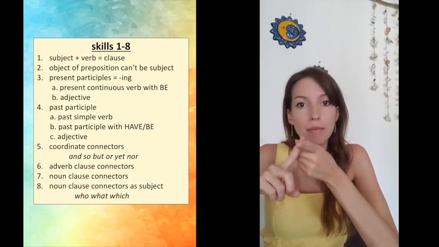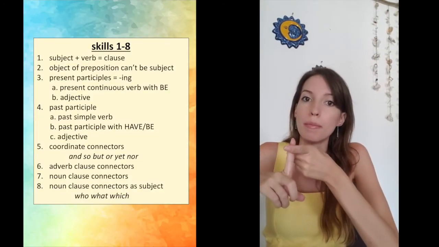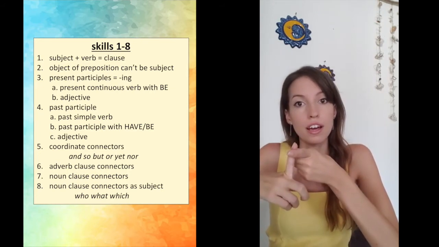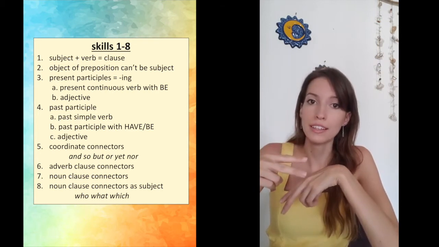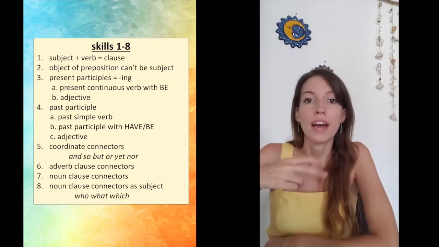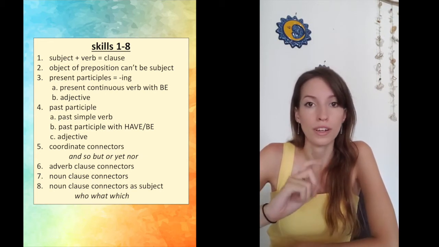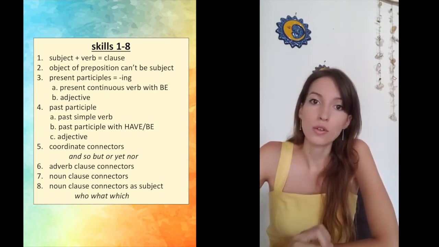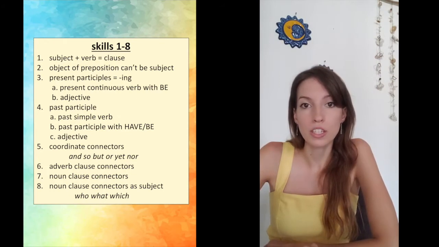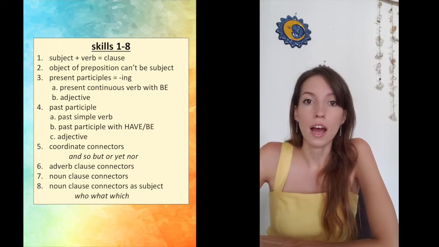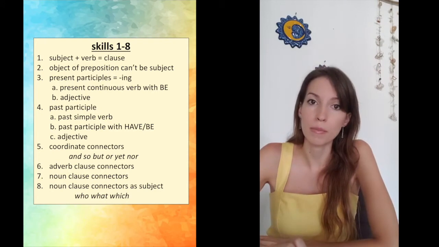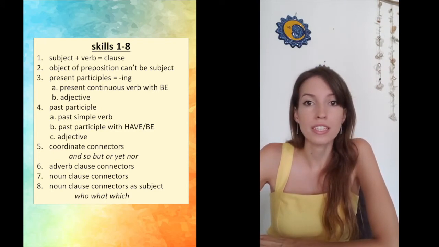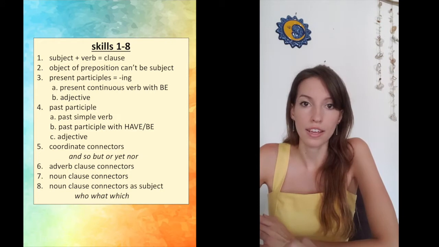Skill 1, subjects and verbs. Remember, every sentence and every clause has a subject and a verb. If you have 2 subjects and 2 verbs, then you have 2 clauses and you need 1 connector. Skill 2 is that objects of prepositions cannot be subjects. Remember, objects of prepositions are the first noun that comes after prepositions. A preposition is something like of or on.